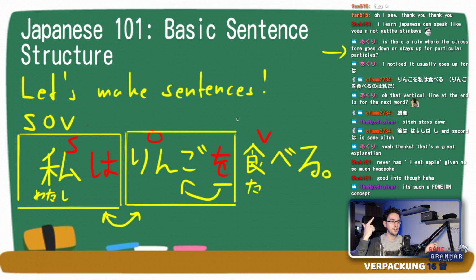The last thing we learned was how to put it all together into a sentence like this: Watashi wa ringo o taberu. Plus, that we can now move things around where in English we couldn't. Those are the three things basically that we did until now.